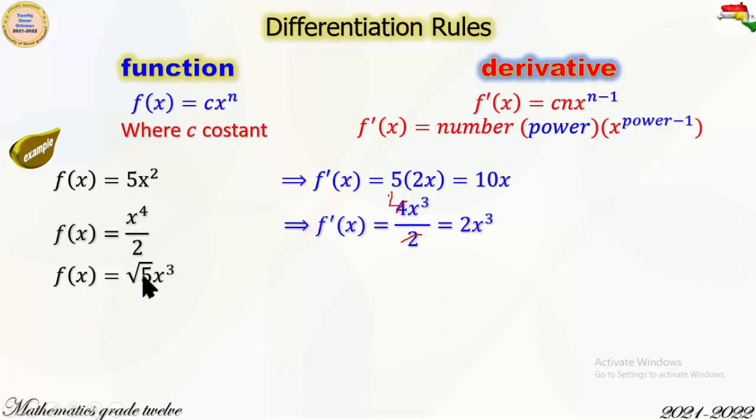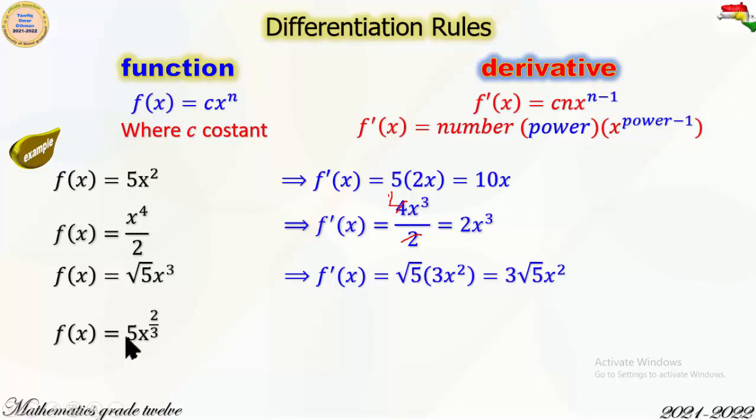F of x is equal square root of 5 x to the power 3, or x cubed. And now 3 times square root of 5 is 3 square root of 5. 3 minus 1 is 2, then x to the power 2, that means x squared. F prime of x is equal square root of 5 times 3 times x to the power 3 minus 1, which is x squared. 3 times square root of 5 is 3 square root 5 x squared.